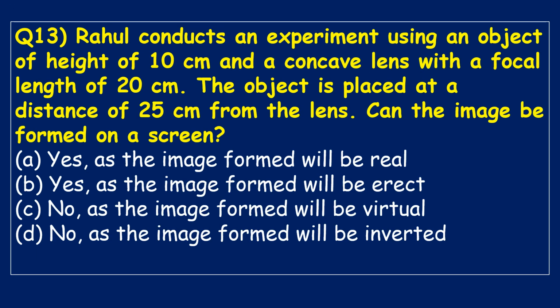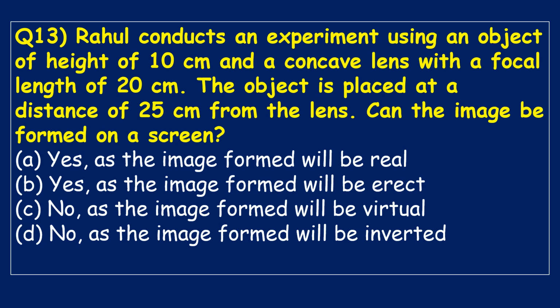Next question. Rahul conducts an experiment using an object of height 10 centimeter. Object height is given here. And a concave lens with a focal length 20 centimeter. So focal length is also given. Object height, focal length both are given here. The object is placed at a distance of 25 centimeter from the lens. So object distance is also given.